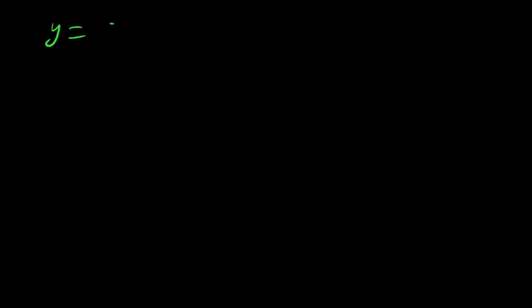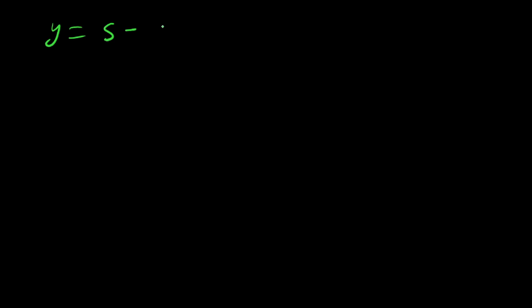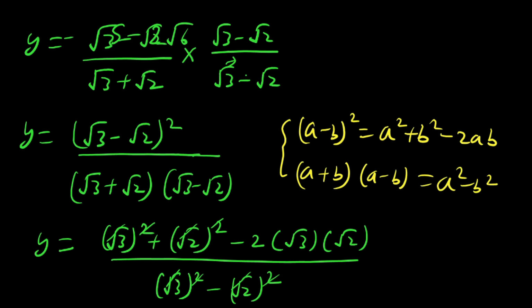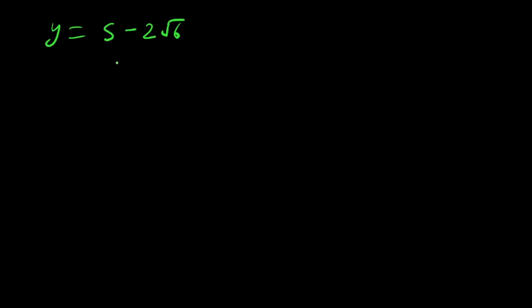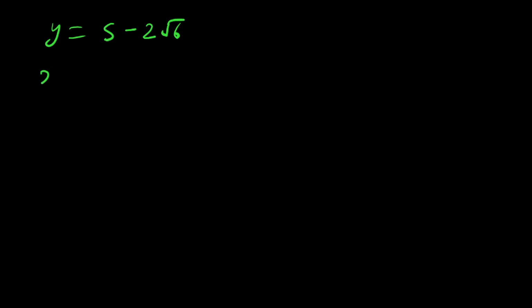So y is equal to 5 minus 2 times square root of 6. And in the denominator 3 minus 2, which is 1. So the value of y is 5 minus 2 times square root of 6, and the value of x is 5 plus 2 times square root of 6.